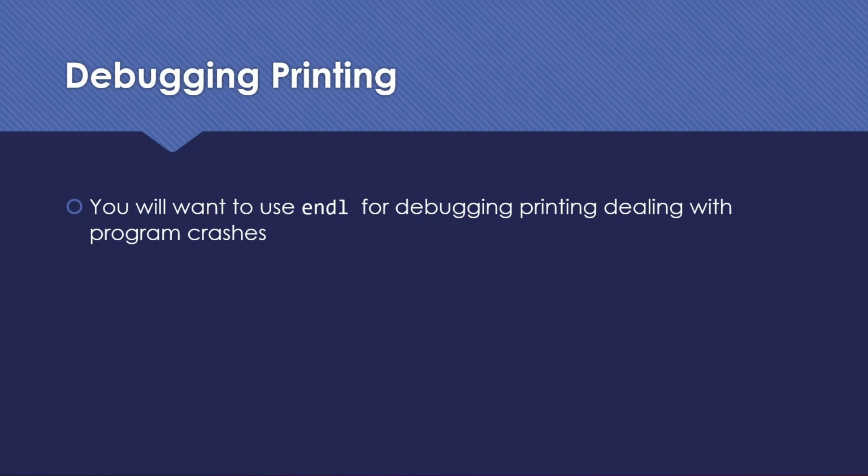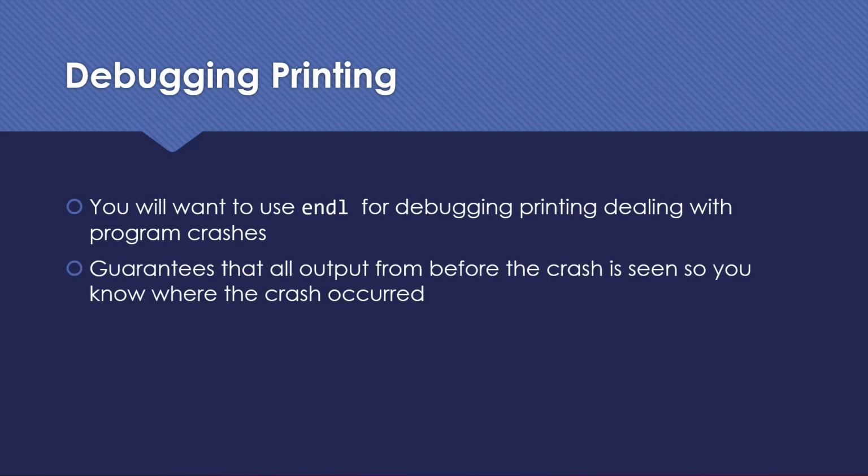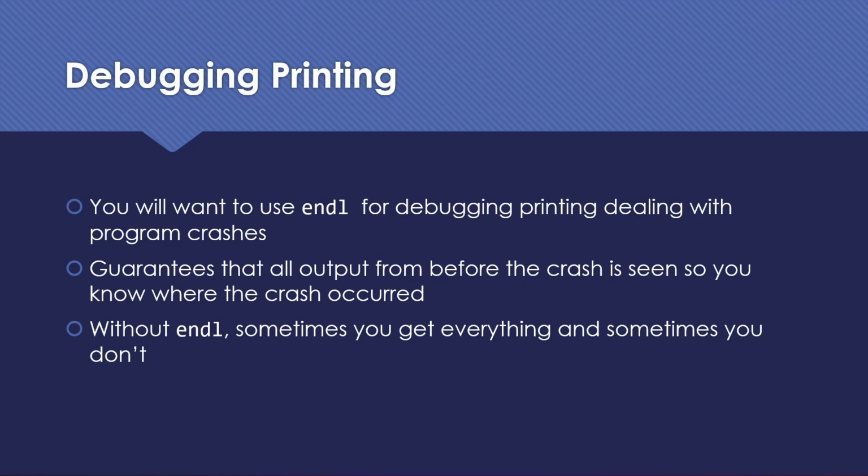For example, if you're doing debugging printing and you're dealing with a program crash, if you use endl, you can guarantee that all of the output from before the crash is seen, so you know exactly where the crash is occurring, as long as you put output frequently enough around it. Without the endl, sometimes you get all of the prints that you had before the crash happened, and sometimes you don't.